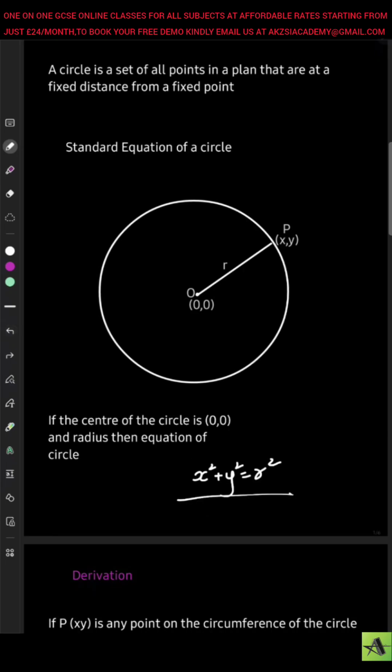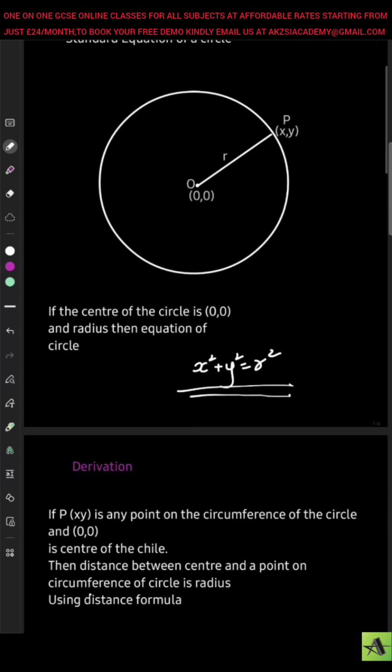So if a circle has a center 0, 0 and a radius r, then the equation of the circle will always be x squared plus y squared equals r squared. That's written here. Now let me show how we can derive this one. As I told you, the distance from that fixed point to the point lying on the circumference of a circle is your radius. That means if I take this point P, x, y and the center 0, 0, the distance between these two is basically your radius.